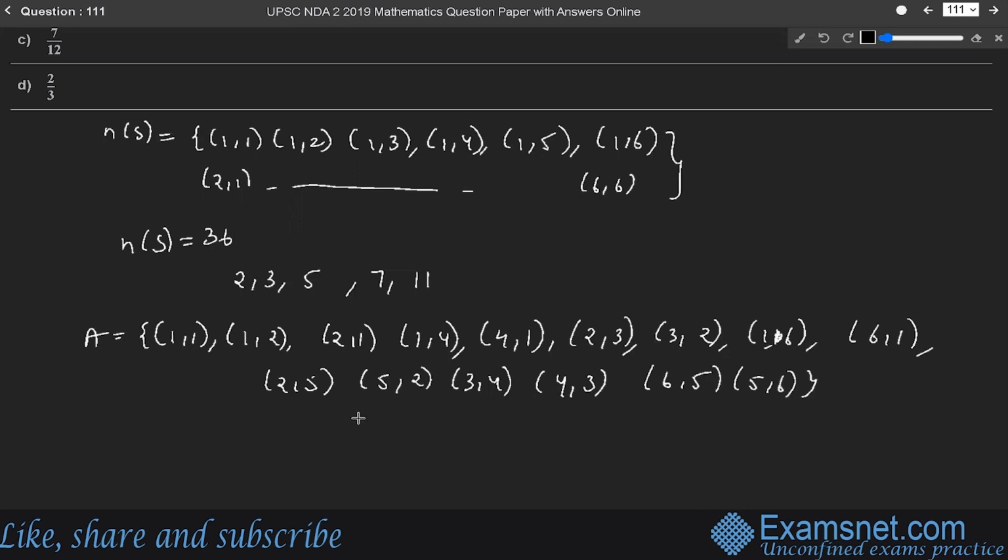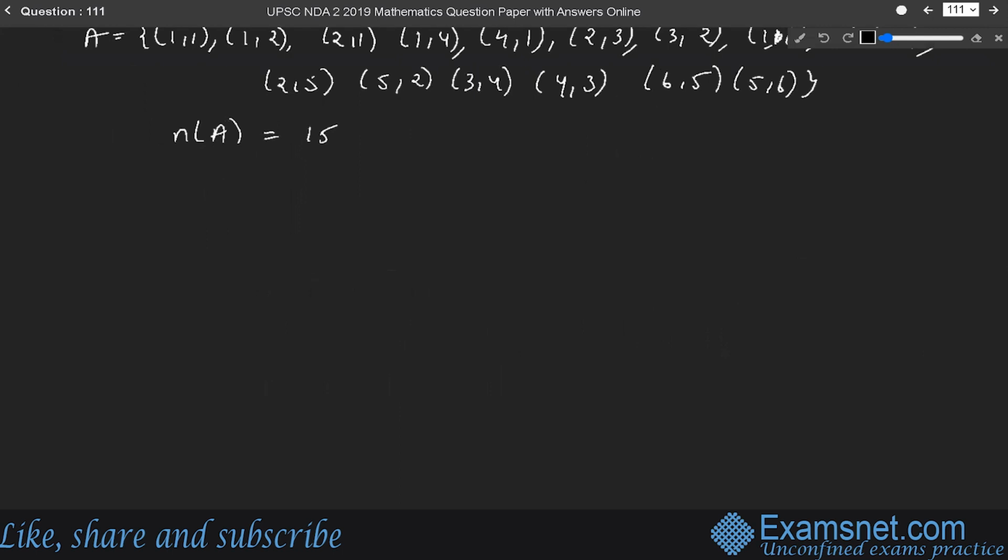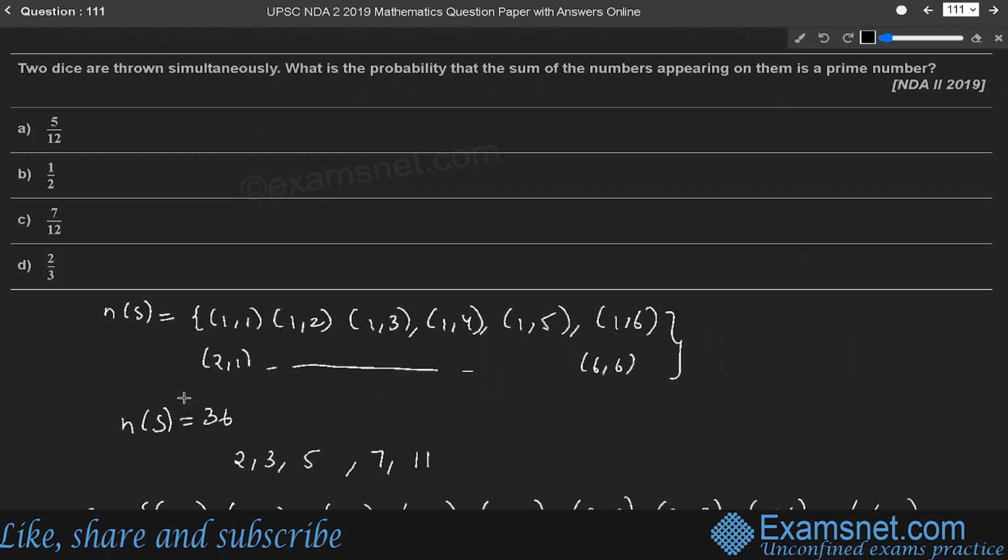So we can see that the favorable number of events which consist of the sum of prime numbers is 15 here. So n of A is equal to 15. Therefore, the required probability will be equal to 15 upon 36, which is equal to 5 by 12. Hence, we can say that the correct option for this question is option number A here.